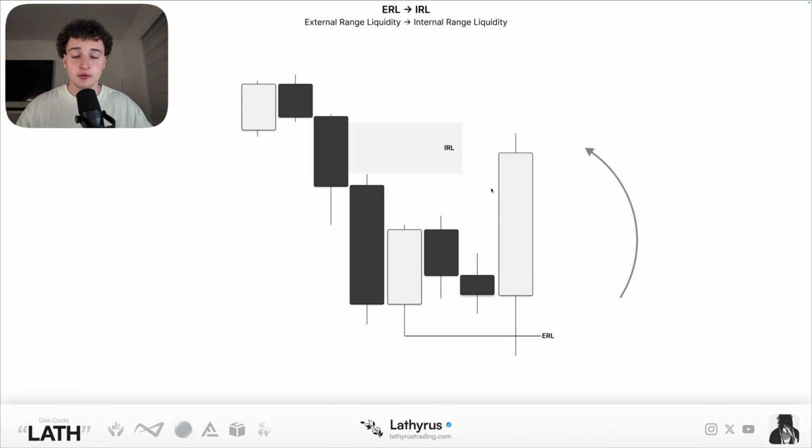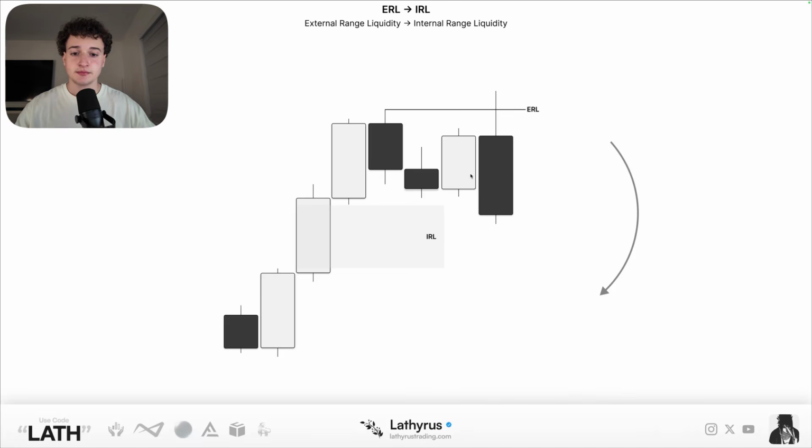In this scenario, we're going to be covering ERL to IRL. This is when price pairs liquidity to another liquidity pool. So as we see here, price sweeps ERL and then trades towards its next nearest liquidity objective, IRL, which is a form of liquidity pairing, right? So we see this liquidity gets swept, we trade to that next inefficiency or liquidity pool, and it gets paired, right? So it's ERL to IRL.